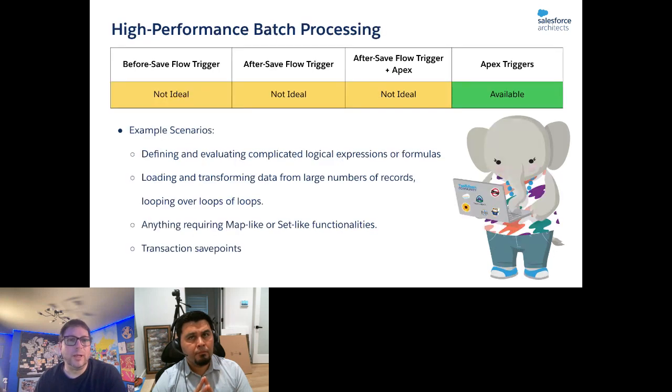So if we move on from that, high performance batch processing. The ideal way to do this is with Apex triggers. You can do this with Flow, it's just not the best use case. Some of the example scenarios are defining and evaluating complex logical expressions, loading and transforming data from a large number of records, and looping over a bunch of nested loops. Anything that requires map-like or set-like functionality, and then transaction save points.